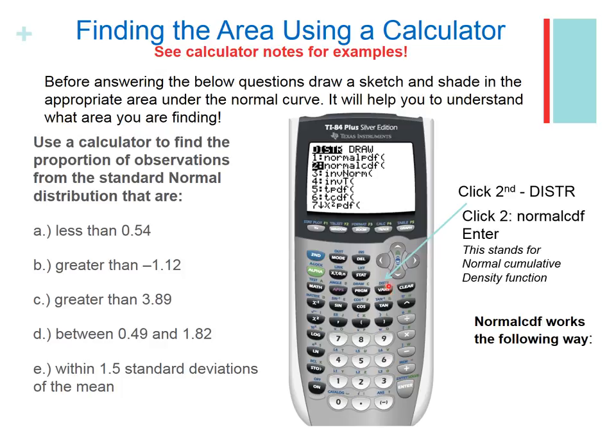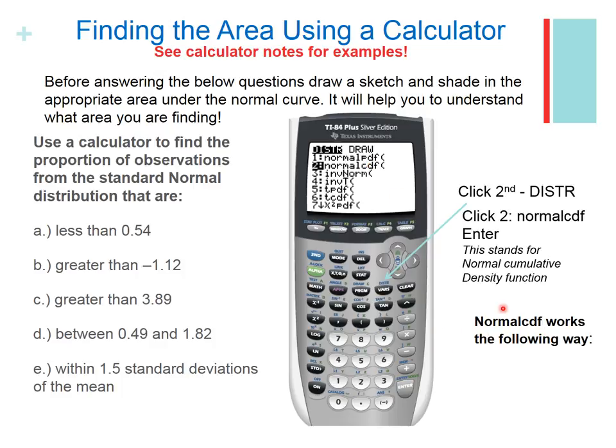second vars, notice at the top it says DISTR. That's looking at a distribution. Then you're going to go down to number two. It says normalcdf. Okay, what does that mean? That's telling you you're looking at the normal curve. CDF means cumulative distribution function. What does cumulative distribution function mean? That means find the area under the curve. Do not use the number one. Okay, that's finding a single point, which you can't do.